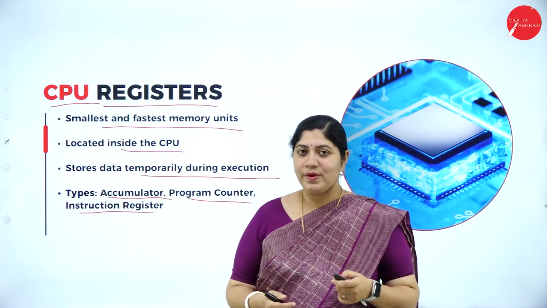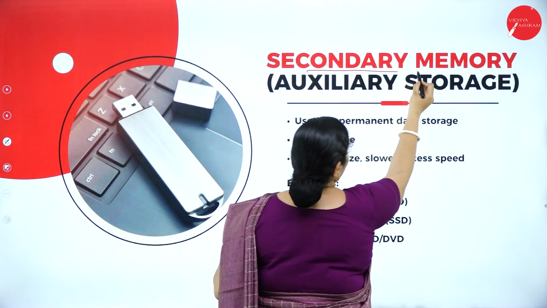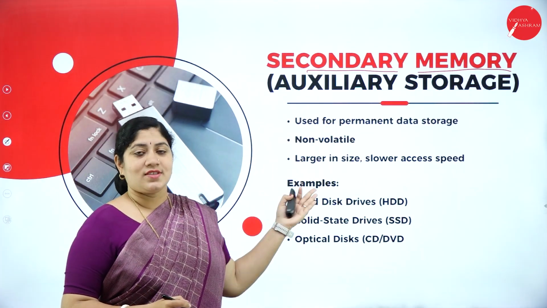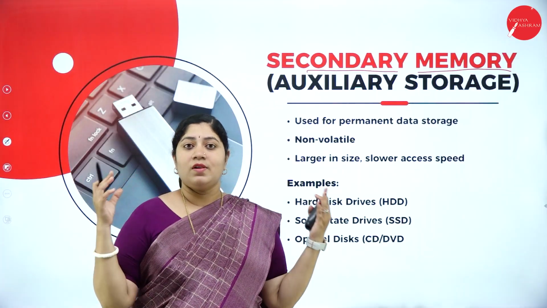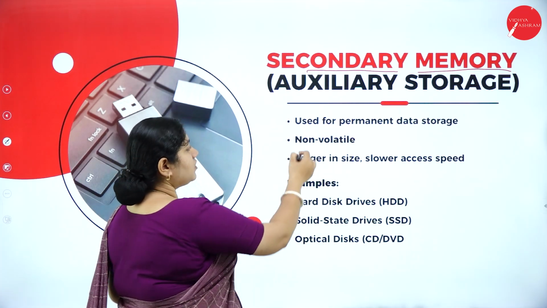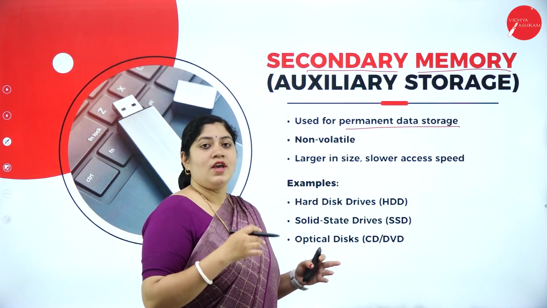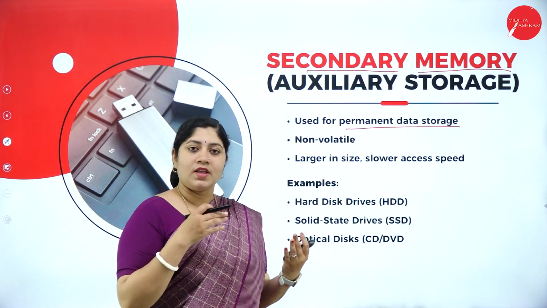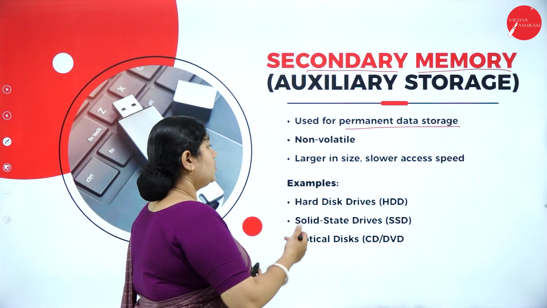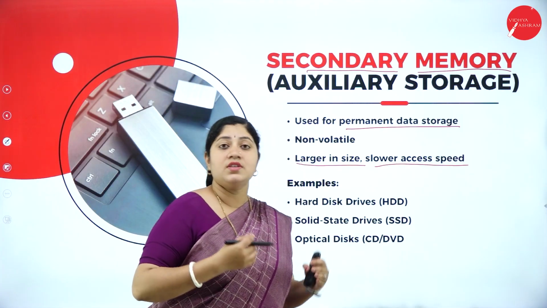Let's see the next type of memory. So yes, that's secondary memory, a prominent memory type, which is also called auxiliary storage. So if you want to store something for a long term, then you have to go with a secondary storage device. Okay, so it is used for permanent data storage, and this memory type is non-volatile. It means whenever the power goes, even at that time you can have that information stored in the secondary memory. Then we can say it is larger in size but has slower access speed.